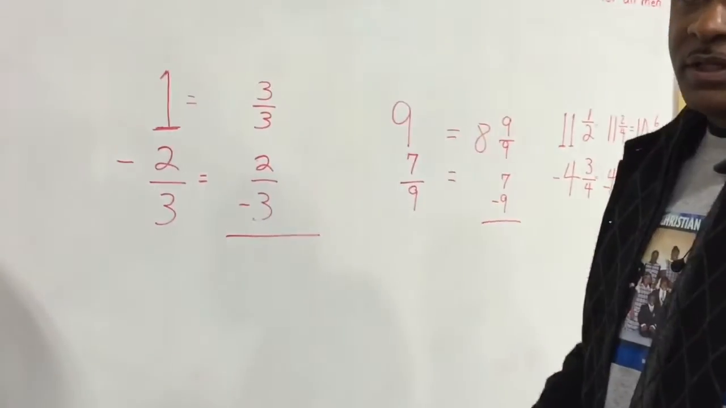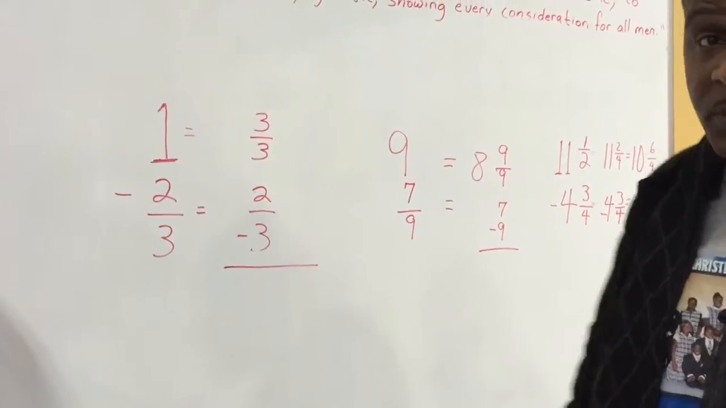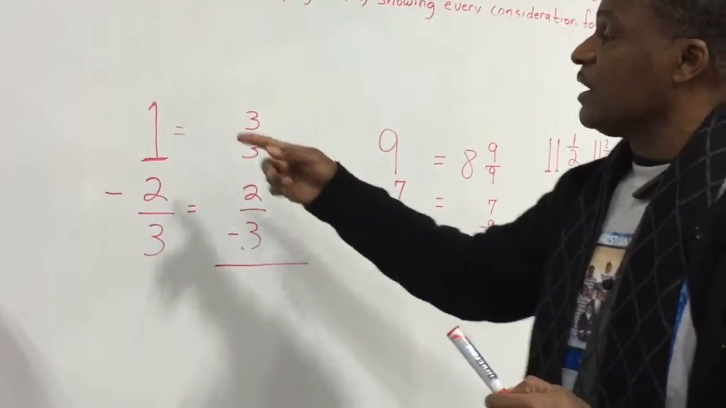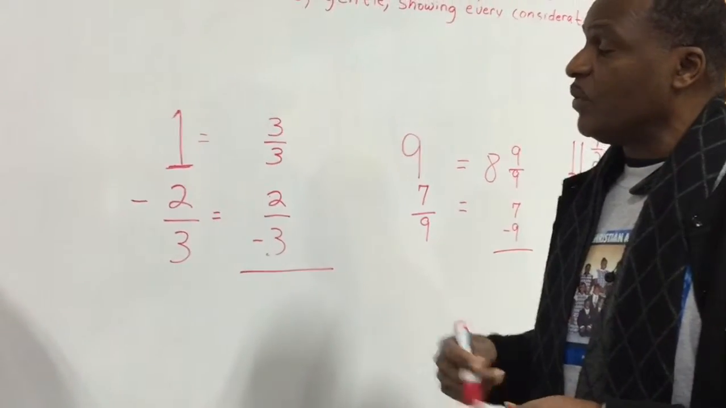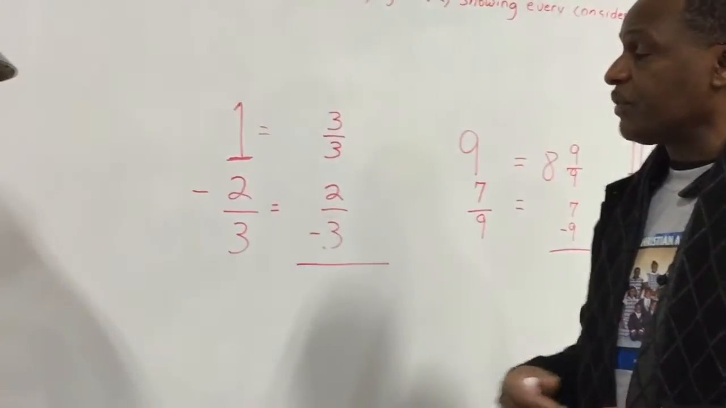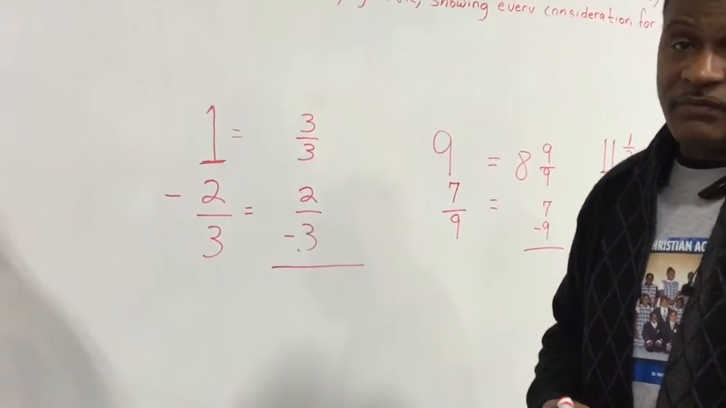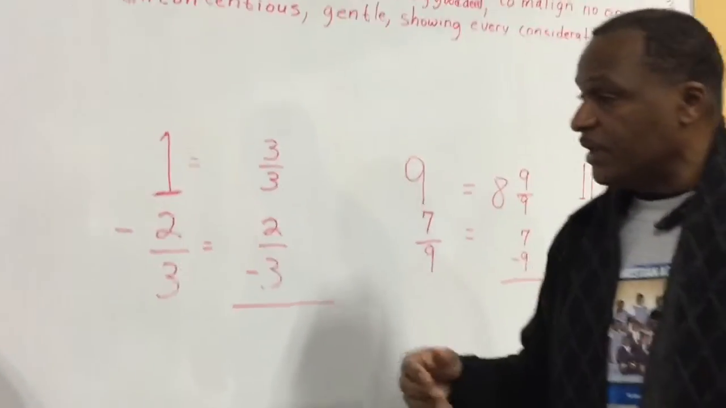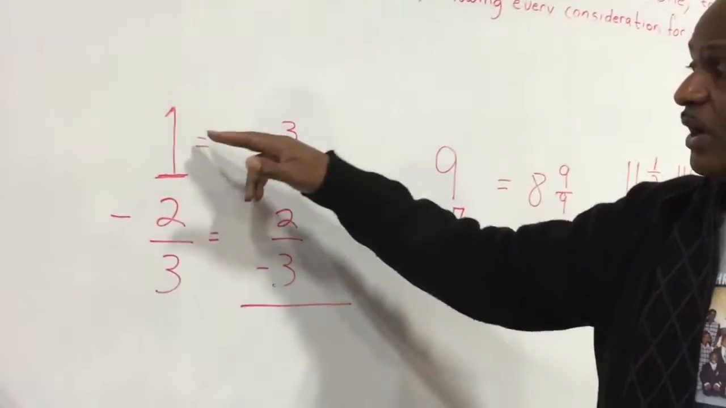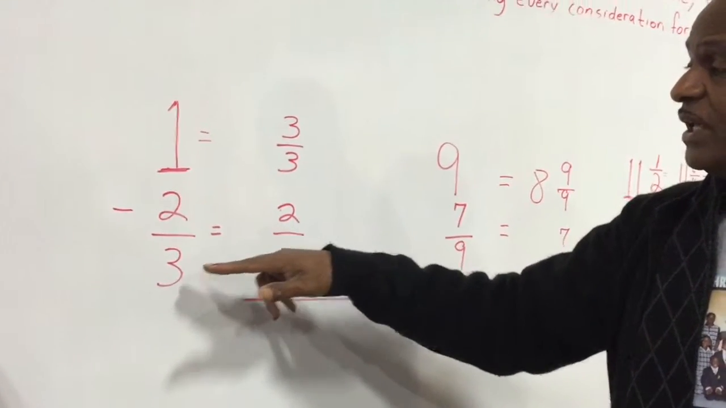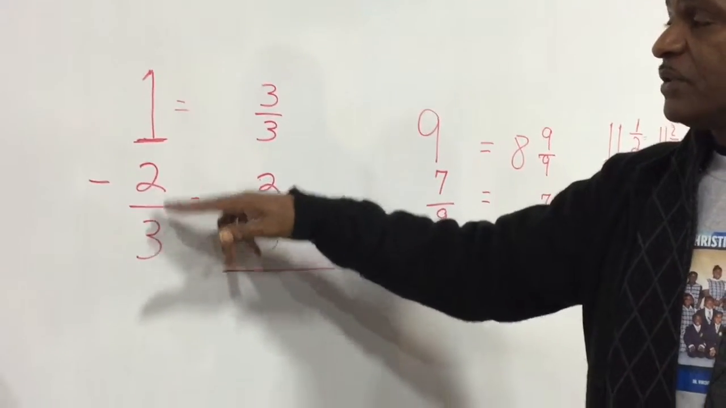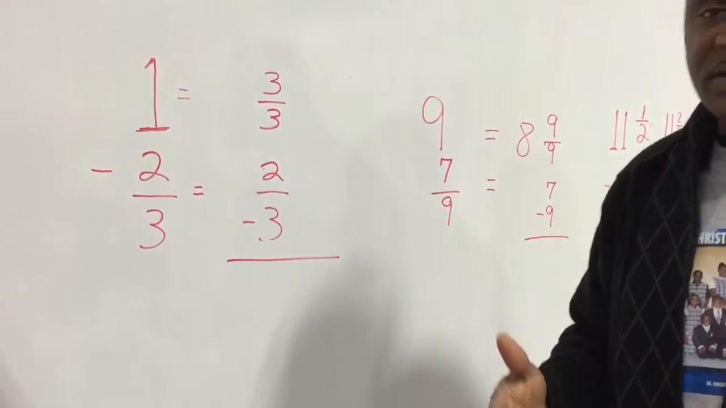Okay, we're going to do subtracting fractions with borrowing. What we have here is the number 1 minus 2 over 3. You can see that with 1 minus 2 over 3, you cannot take 2 over 3 from 1 the way it is currently.